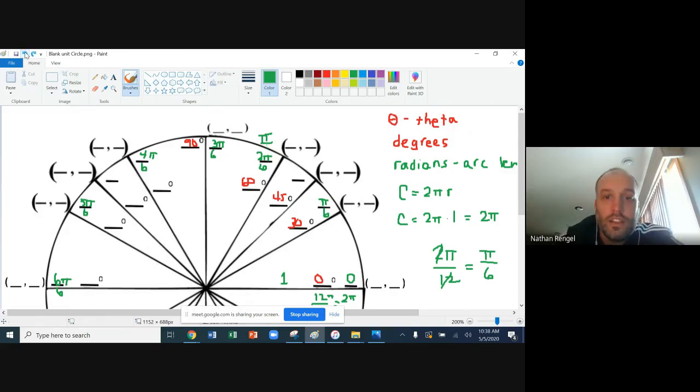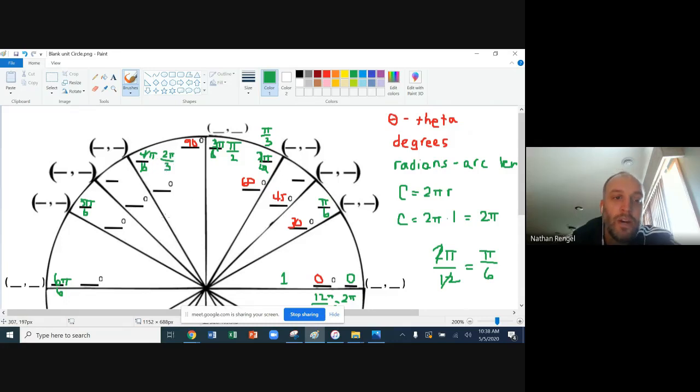Let's see here. So let's take 2 and 6, simplify to 1/3. So that's going to be pi over 3. So that's what those will simplify to. 3 over 6 simplifies to 1/2. So that's going to be pi over 2. 4 and 6 make 2/3. So this is going to be 2 pi over 3.